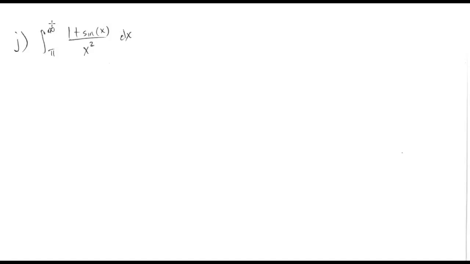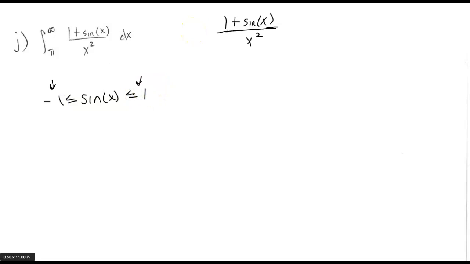Okay? So we notice here that our integrand is 1 plus sine of x over x squared. Now, one thing that we do know is that sine is going to vary between -1 and 1, depending upon what values of x we have. So here we know that everything is going to bounce between -1 and 1.